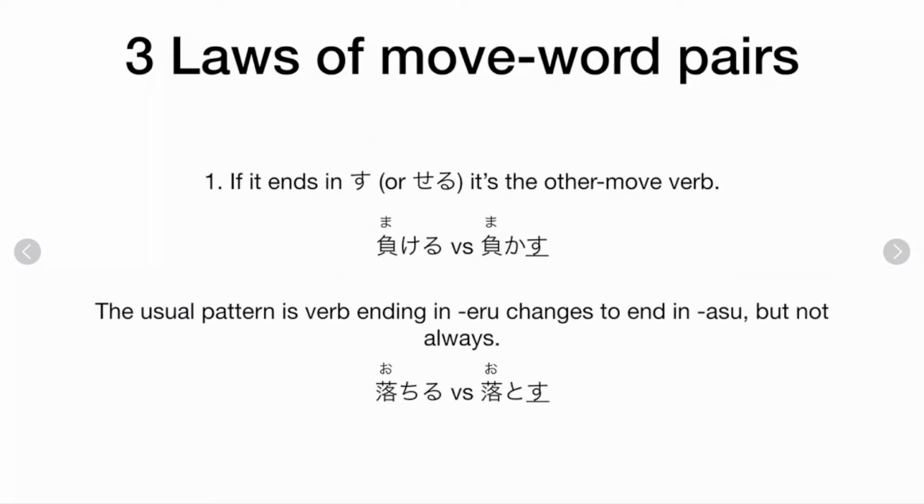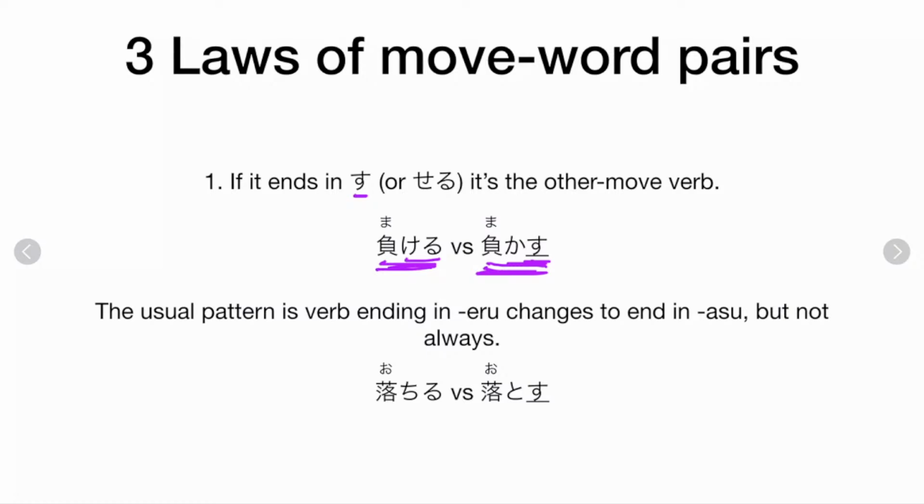So let's look at all of these in examples, right? So if it ends in su, it's the other move. Makasu ends in su. Okay? And then the pattern that you usually see, but not always, is that if it ends in asu, then you change asu to eru and you get the self move form. So makeru is to lose, makasu is to defeat. Or make lose, makasu, lose, makeru.